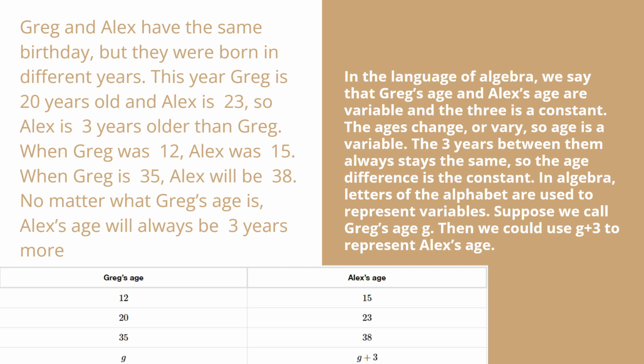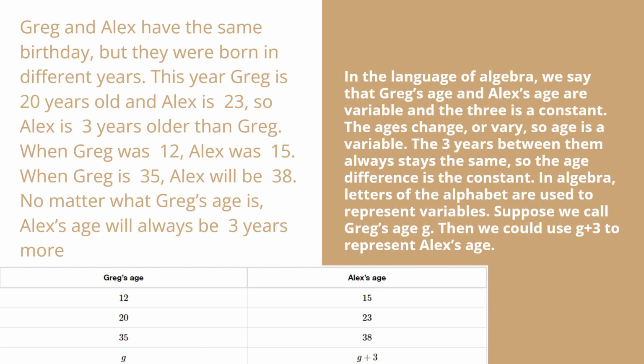Greg and Alex have the same birthday, but they were born in different years. This year, Greg is 20 years old, and Alex is 23, so Alex is 3 years older than Greg. When Greg was 12, Alex was 15. When Greg is 35, Alex will be 38. No matter what Greg's age is, Alex's age will always be 3 years more.